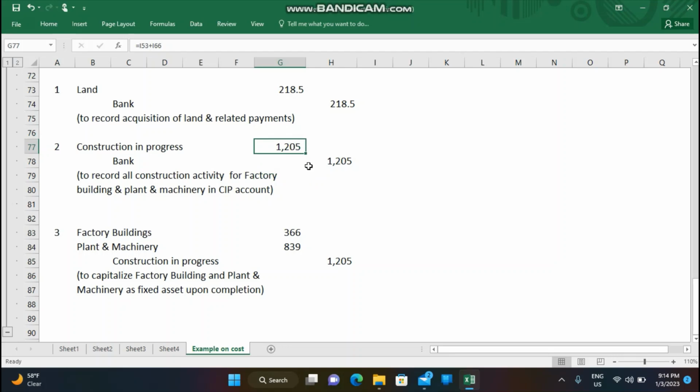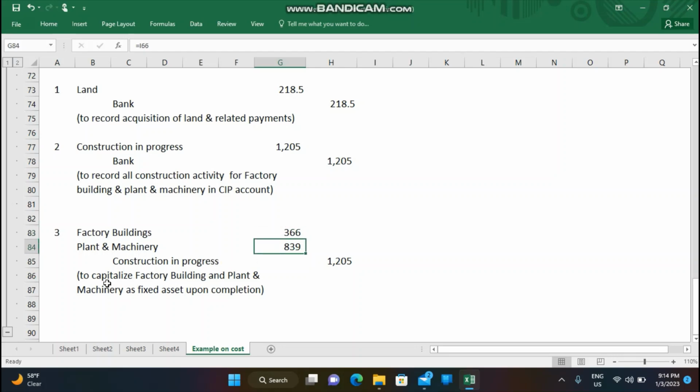So in our example, we keep building all the transactions and all the activity in the construction in progress account, and we were crediting bank, and only when it is completed and a successful test run is there, and the plant and factory building is ready to become live, ready to do live production, only then we'll pass this entry: we'll credit the construction in progress account, and we will debit the respective fixed assets account, in our case factory building and plant and machinery.